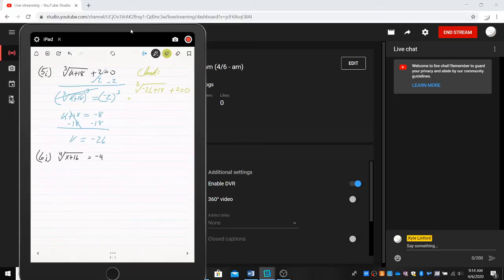So this is going to be the cube root of negative 26 plus 18, which is negative 8, plus 2 equals 0. Well, the cube root of negative 8, again, you could check that in your calculator, but you're going to get a negative 2 plus 2. And that, in fact, does equal 0. So again, we do have a full solution here. It is not extraneous. It does work when we check it.